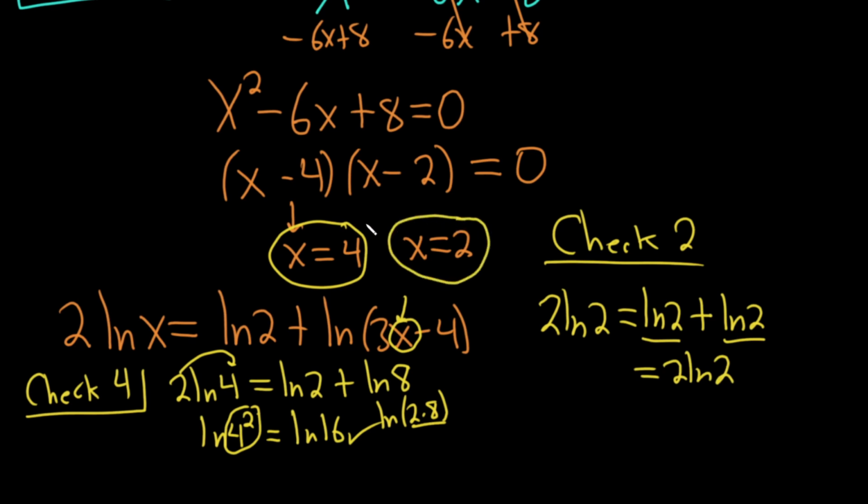So in this example, both of them were actually solutions. Sometimes it doesn't check, and if it doesn't check, that means it's not a solution. But in this case, they actually both worked, which is sometimes kind of unusual. So it's kind of cool to see an example where they both worked.